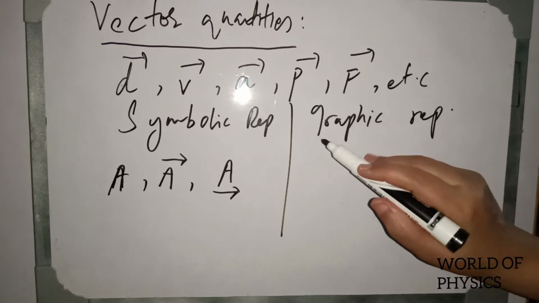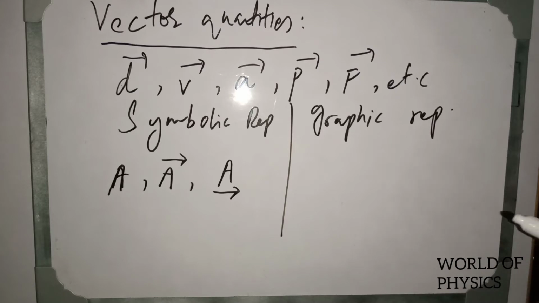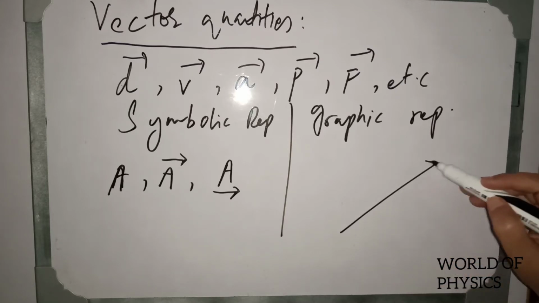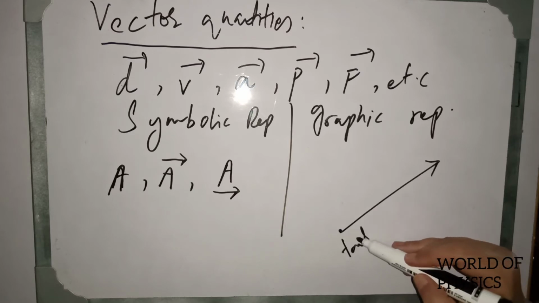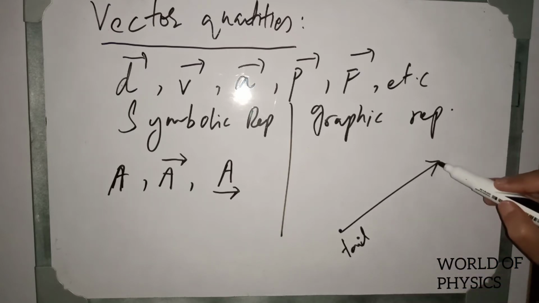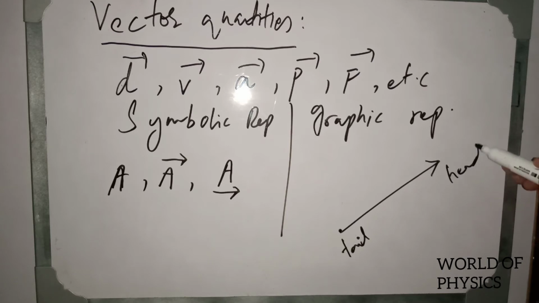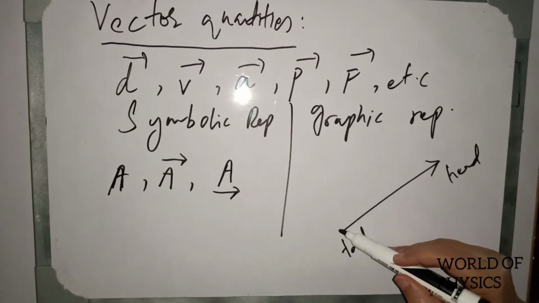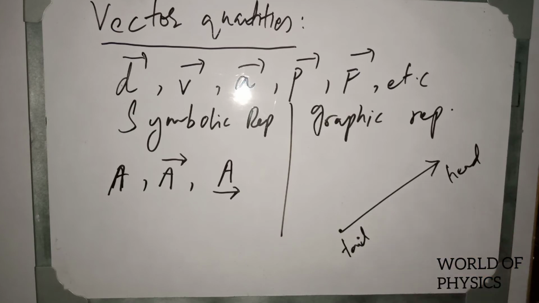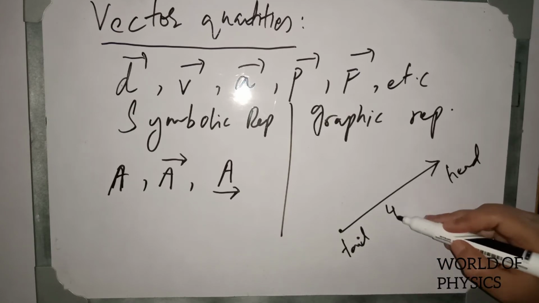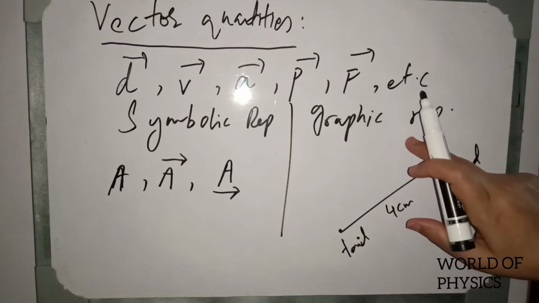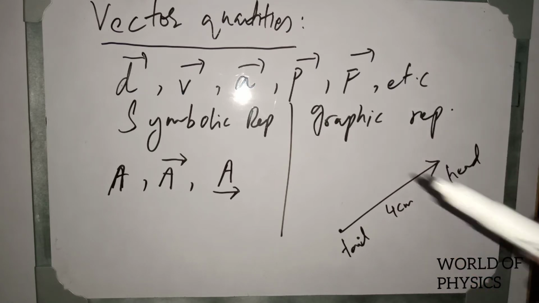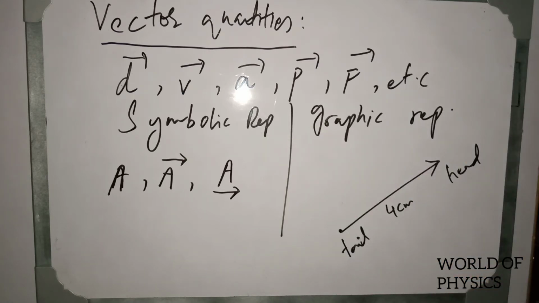How they are represented graphically? Graphically, a vector is drawn like this. This portion of vector is called its tail. This is the starting point. This portion of vector is called head, and this portion is the measurement of the vector. For example, if it is 4 centimeter, then this line will have the length of 4 centimeter. This is called graphical representation of vector, whereas this is called symbolic representation of vector.